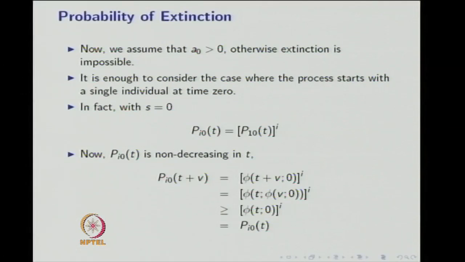With s equal to 0, you will get psi of 0 of t, that is nothing but P10 of t power i, in the probability generating function of Pij of t. Now, we will prove that Pi0 of t is non-decreasing in t. You start with Pi0 of t plus v, that is nothing but psi of t plus v comma 0 to the power i, which is the same as psi of t comma psi of v comma 0 to the power i. That will be greater than or equal to psi of t comma 0 to the power i, but that is the same as Pi0 of t. Hence, we proved Pi0 of t is non-decreasing in t.